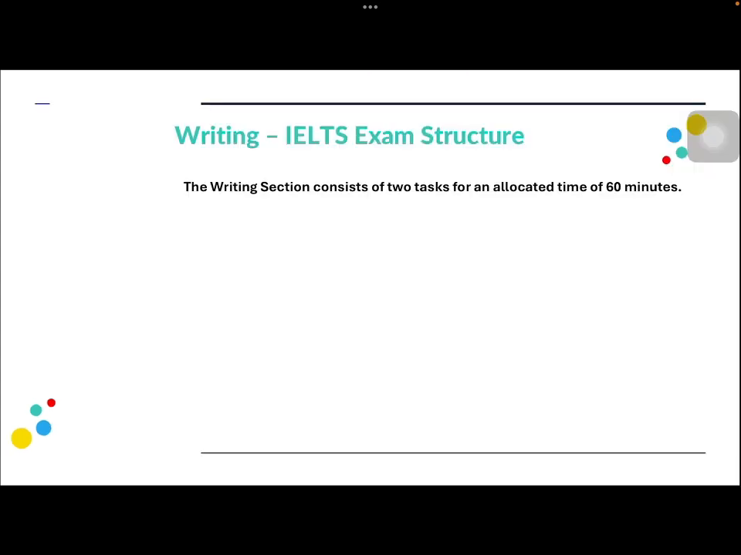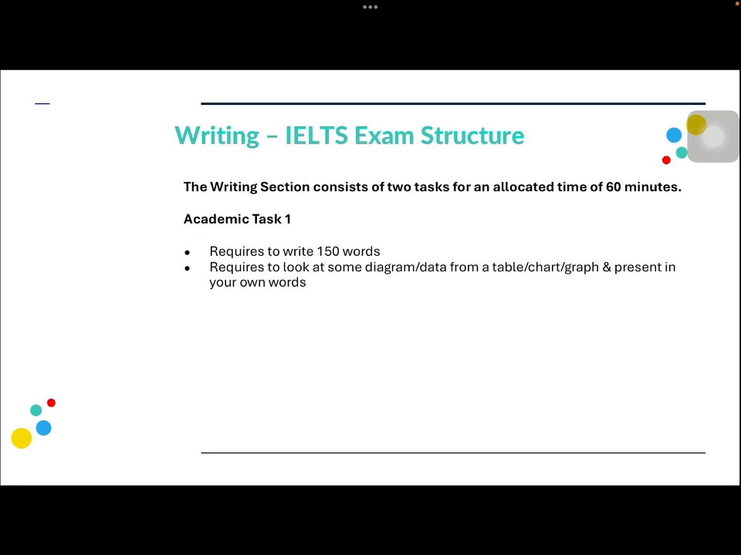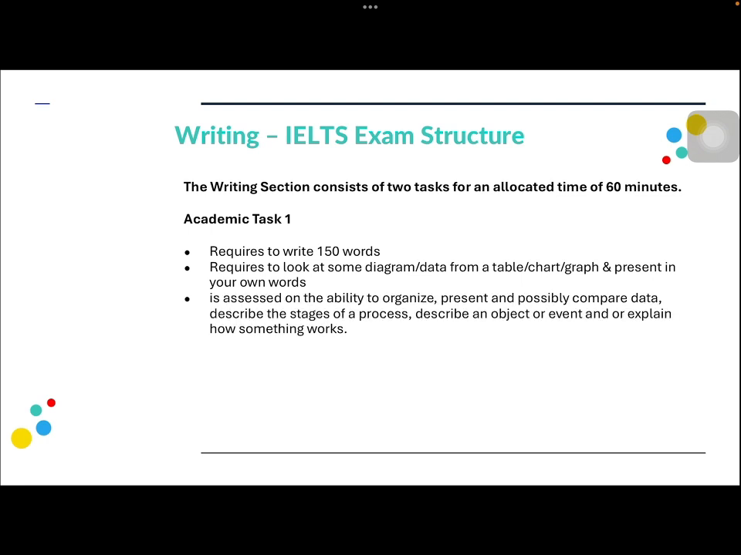So when we talk about the IELTS exam structure, you have 2 questions and you are required to finish both of those questions or essays in a time period of 60 minutes. We'll call the first question academic task 1 and the second question academic task 2, or essay 1 and essay 2 for this video or for this series. Academic task 1 requires you to write 150 words, and you're also required to look at some kind of statistical diagram or figure-based diagram, and describe that in your own words in a word limit of 150 words.